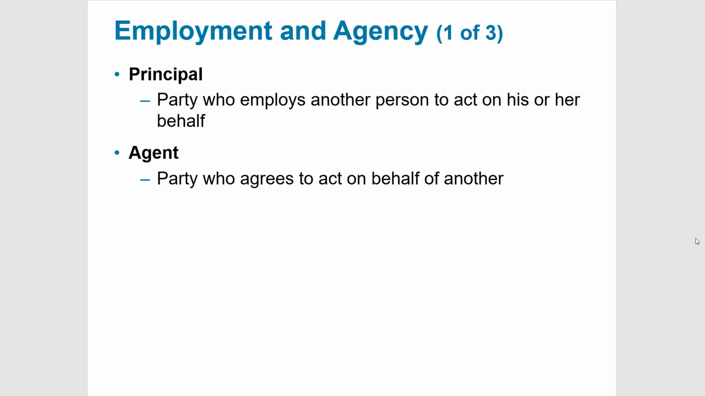Okay. So a little bit of terminology. The principal is the party who employs another person to act on his or her behalf. And then the agent is the party who is acting on behalf of the principal.